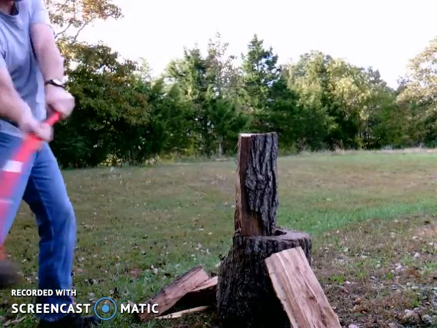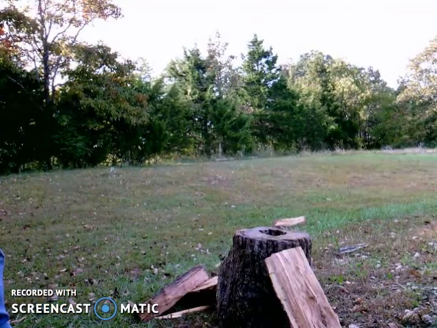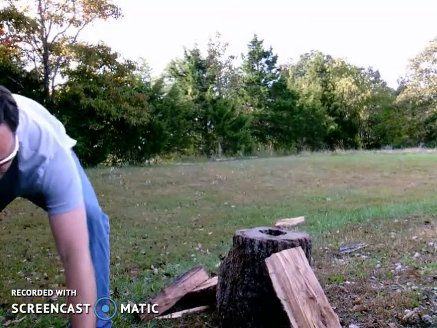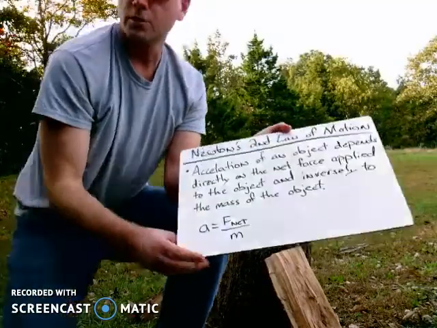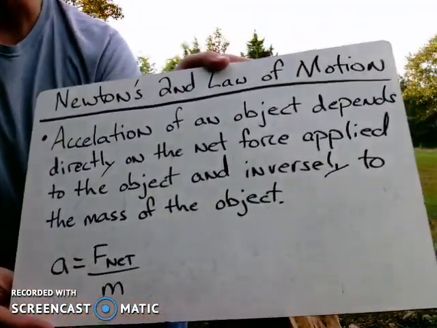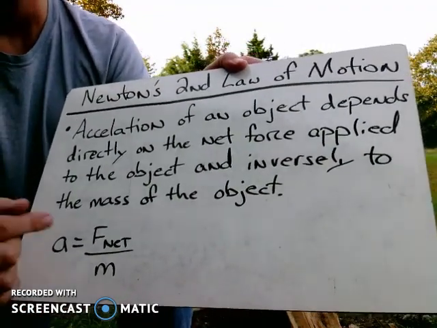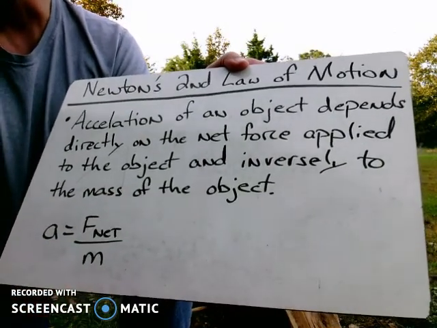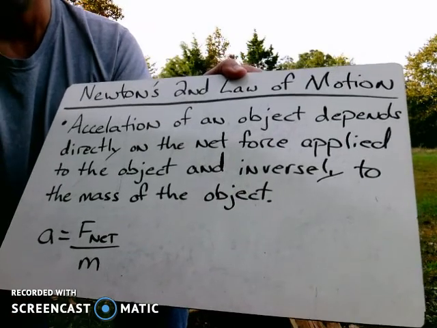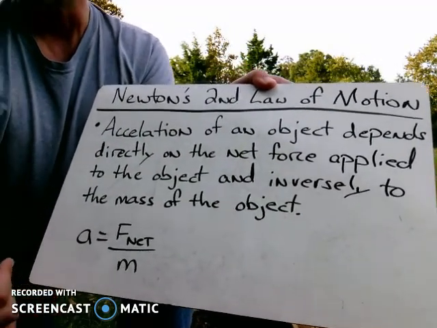Okay. Now, I don't know if you can see where it went, but it didn't go nearly as far as the first one. All right. Maybe I didn't hit it quite as hard. Not sure. But Newton's second law of motion says that acceleration of an object depends directly on the net force applied to the object and inversely on the mass of the object. Okay. So if I hit two different objects with the same force, the lighter object is going to accelerate faster. Okay. The heavier object, because the mass is on the bottom, will accelerate slower.